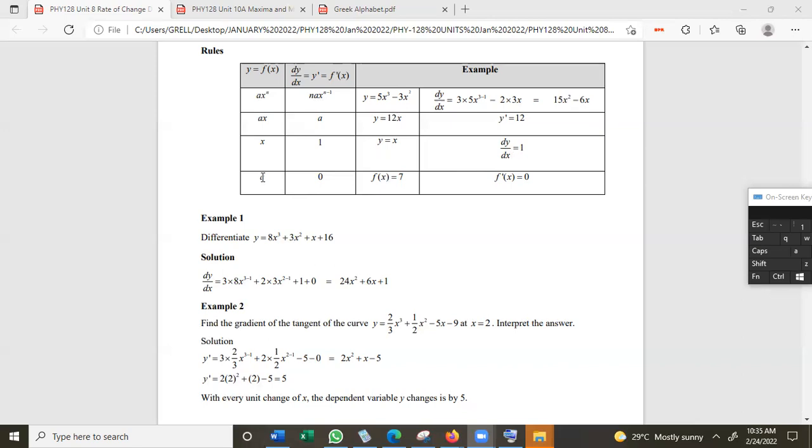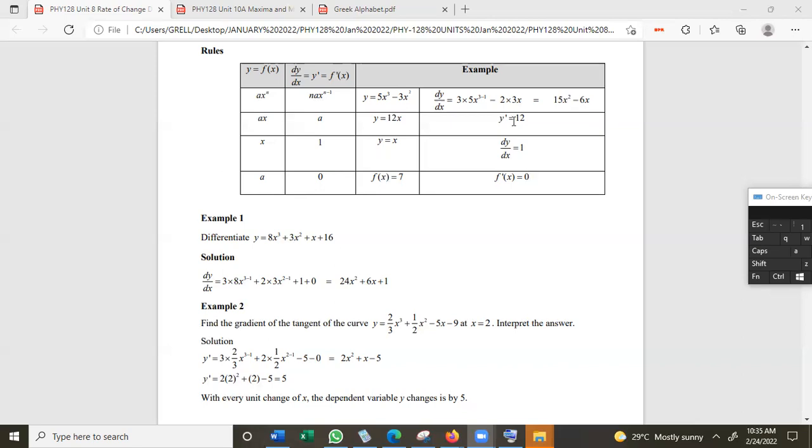Okay. Now, if you have a letter or a number by itself, for example, f of x equals 7, the graph of a constant is a horizontal line. A horizontal line does not have any y change. Y doesn't change. Y is equal to 7. That's what it says. Y is equal to 7. So no matter what happened to x, y is 7. Y doesn't change. Okay, so therefore the gradient is 0. Because bear in mind the gradient reflects how the y changes.